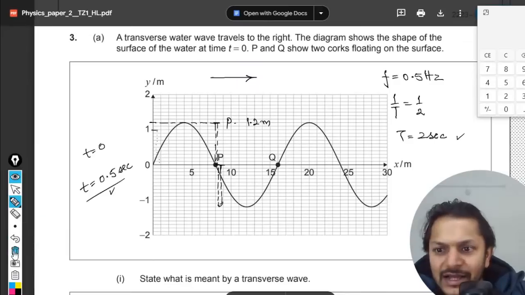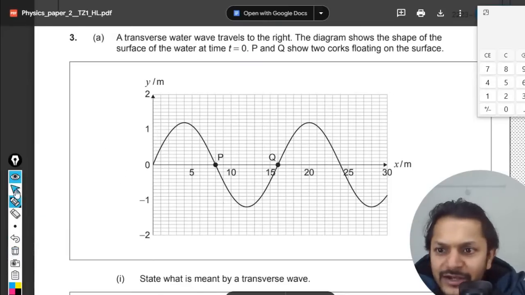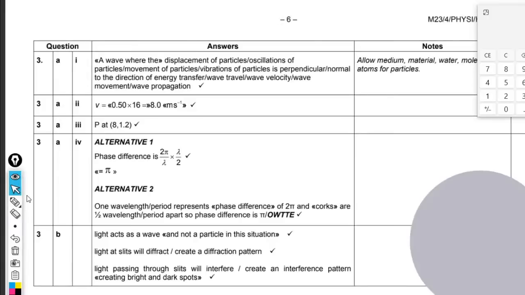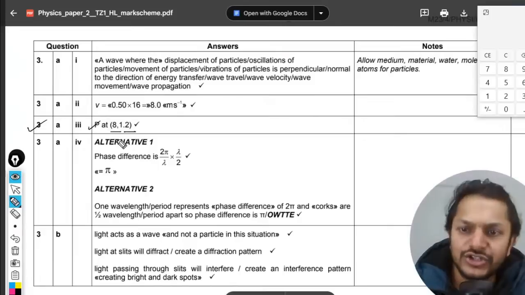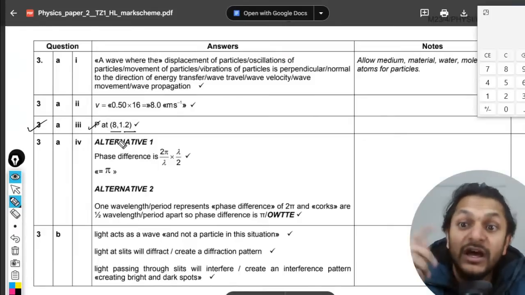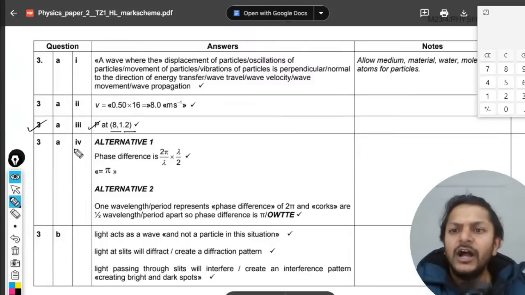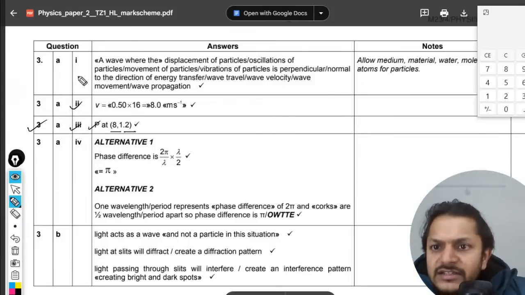Okay. Let us see how they are doing it. Yeah. So here, yes, even they have done the same thing. So the point P will be 8, 1.2. So the position will not change. So the x position of the point P will not be changing, but the height will become 1.2. Okay, so this is done, and this is done.